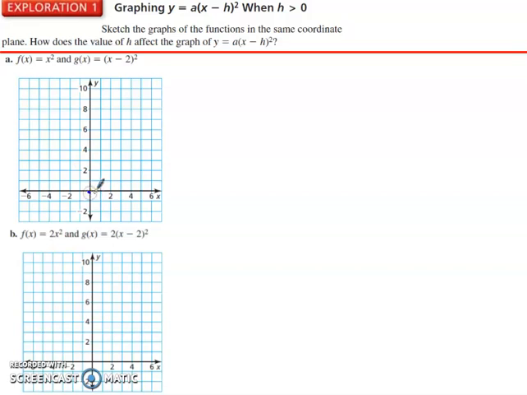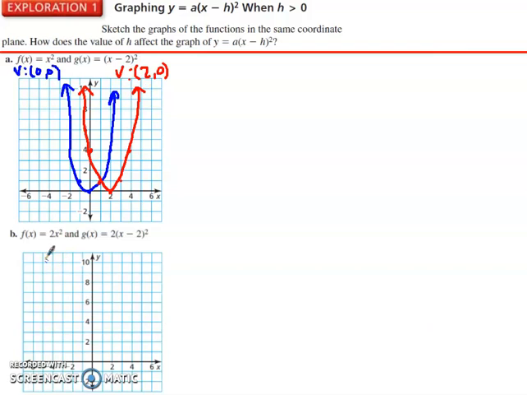f of x in part A is a parabola that has an a value of 1, and it is centered at the origin, so your graph is going to look something like this, with my vertex at 0, 0. In graph 2, g of x, I'll do this one in red. My vertex is at the point 2, 0, and it still has an a value of 1. So we follow the pattern left 1, up 1, left 2, up 4, right 1, up 1, right 2, up 4. So my vertex here is 2, 0.